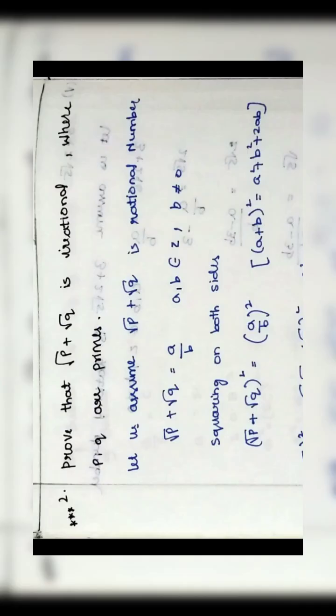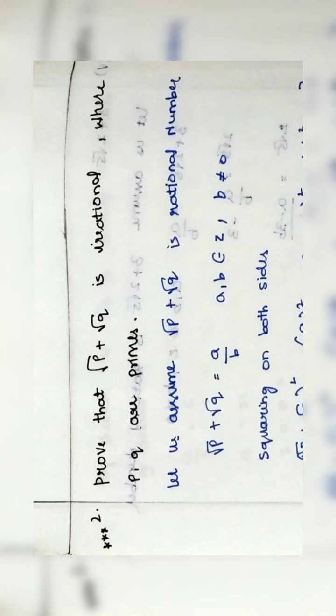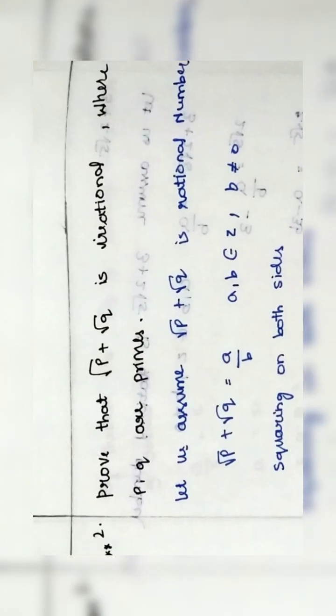So this contradicts the fact that root 5 is irrational. This contradiction arises because we assumed in a wrong way. So 3 plus 2 root 5 is irrational. This is also an important question, so this might come in the examination. So please practice.